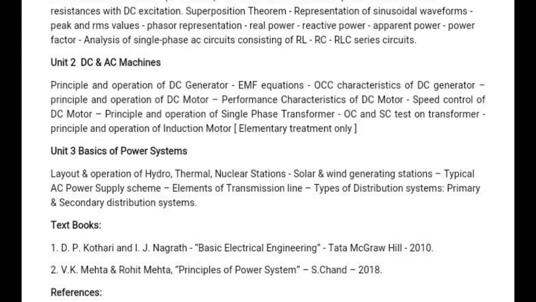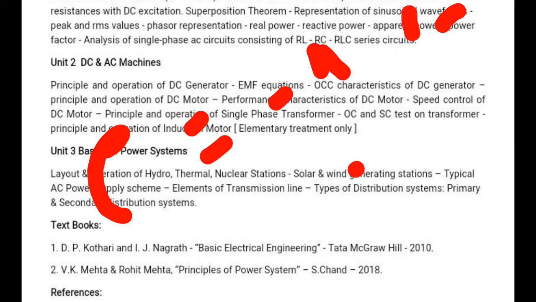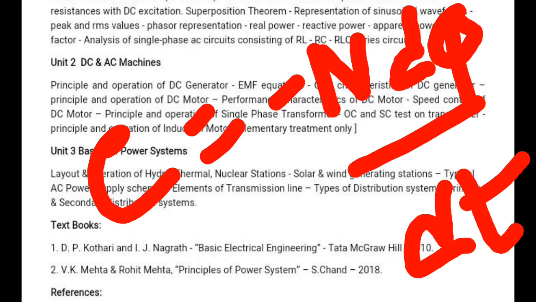The principle of operation of a DC generator is Faraday's laws of electromagnetic induction, and dynamically induced EMF is given by E = BLV sin theta, whereas Faraday's law is given by E = -N dφ/dt, where E is the induced EMF.